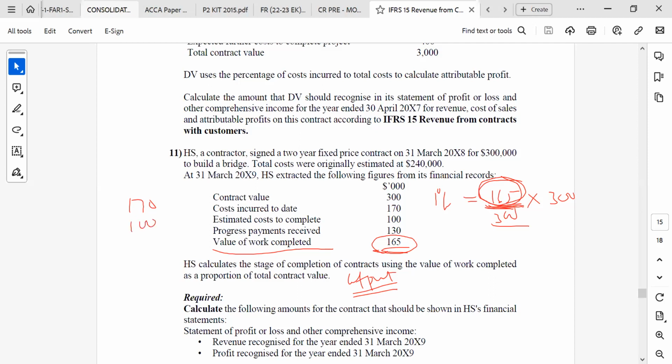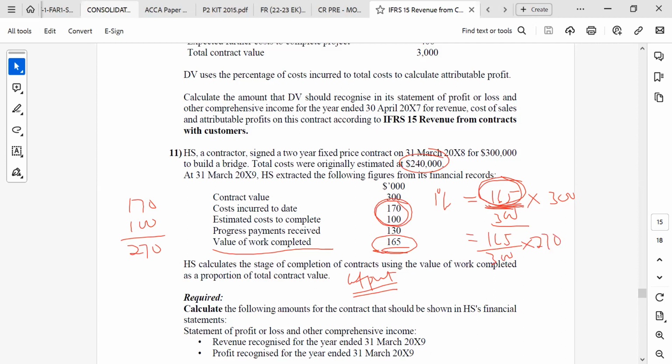Cost to 100. Okay. Total cost is what? Total costs were originally estimated to be 240. Okay, but right now the total cost is what? We don't use the original again. We use the actual one that we have now, 270, isn't it? 270. Okay. So the 270, we now do 165 over 300 times 270.